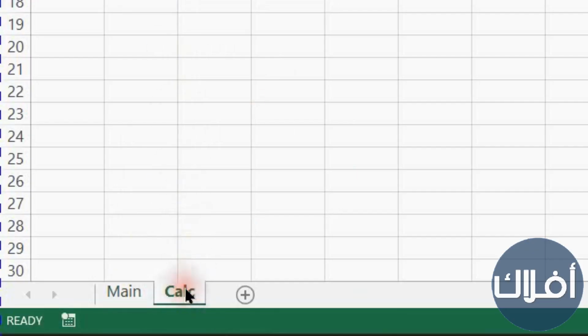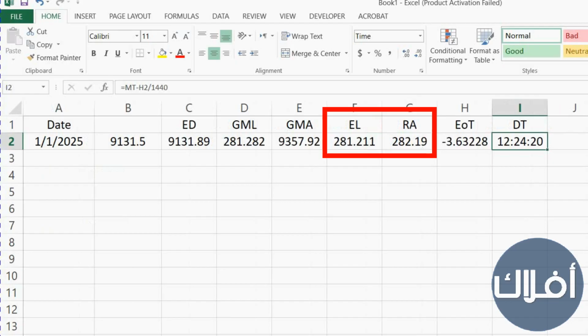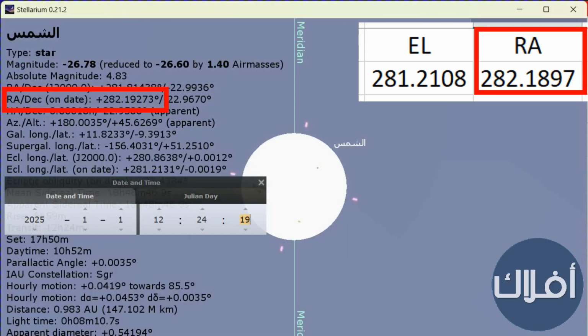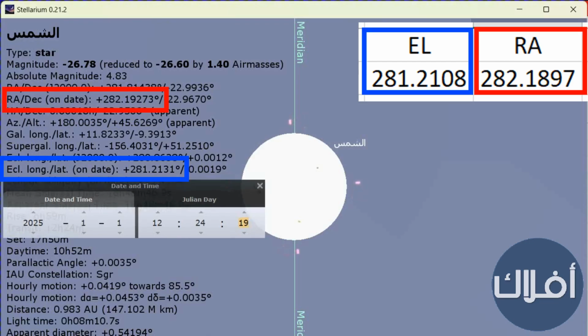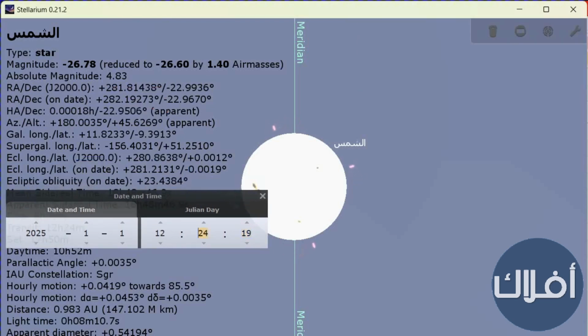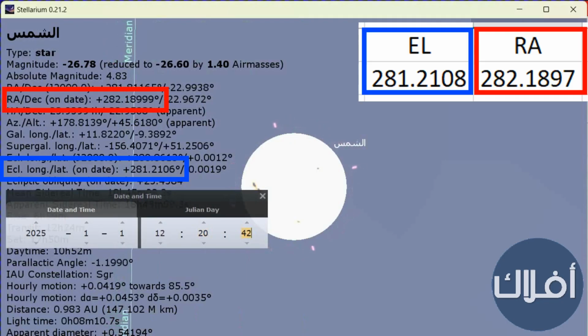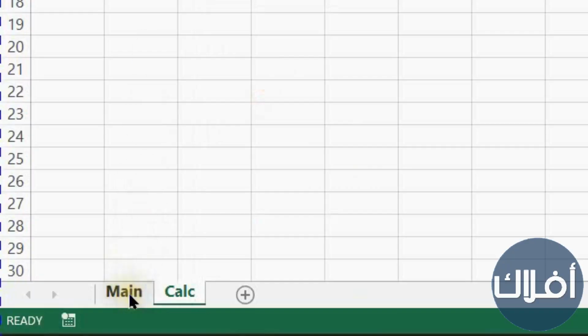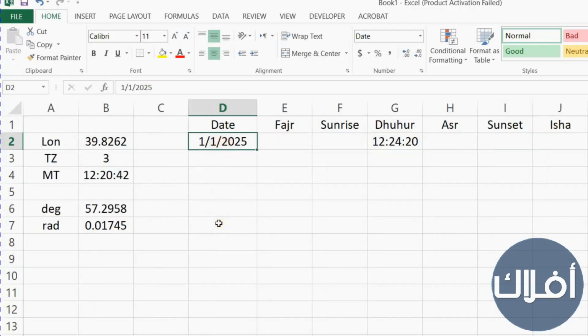We can also check the ecliptic longitude and the right ascension between Excel and Stellarium, but we notice a difference. One of the reasons for this difference is that we calculated EL and RA using the time MT, not the actual Dhuhur time. So if we change the time in Stellarium to 12:20:42, which is equal to MT, we can see that the difference between EL and RA calculated in Excel and Stellarium is 2 over 10,000, which is very small. We can change the date to 15th of March 2025, and we get 12:29:34.